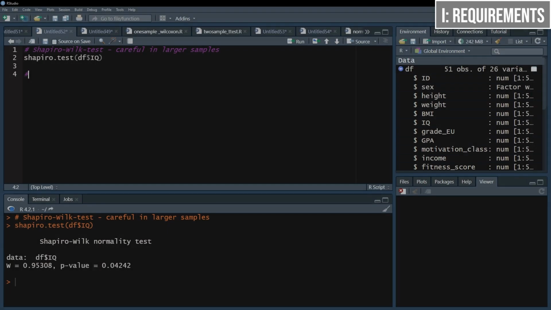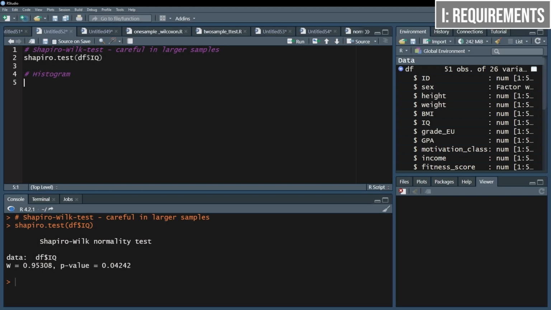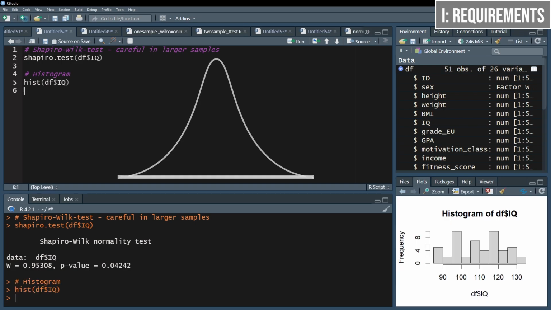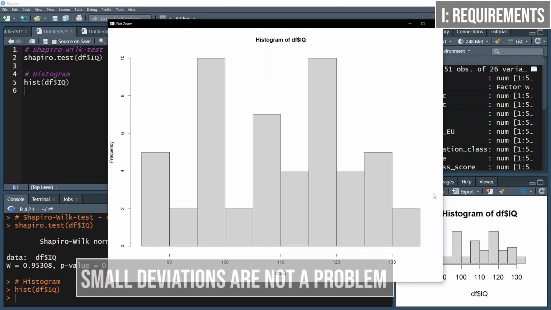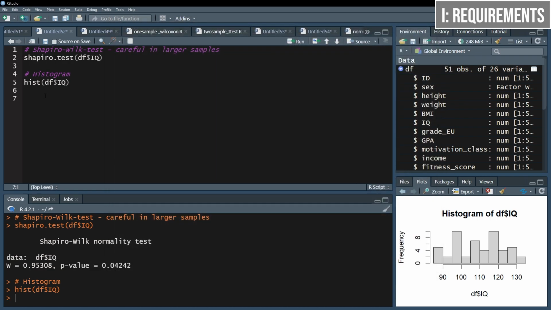Second, an ordinary histogram can be used to test for normal distribution. Simply put the test variable within the hist function. What you are looking for is an approximate bell shape of the column heights. Note that there may be small deviations that will not hurt the assumption. In my case, minor deviations exist, but I can still assume a normal distribution.